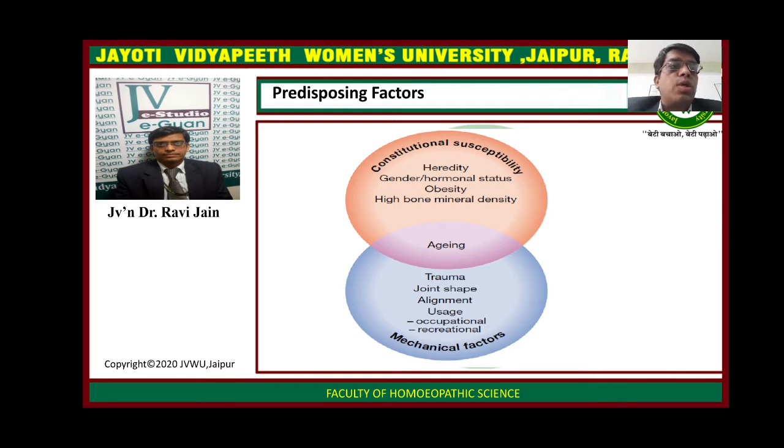Usage: the more you use a particular joint, the more are the chances for development of osteoarthritis. Occupational: there are certain occupations or jobs which a particular patient is doing, which can lead to the development of osteoarthritis, and various recreational activities can also lead to it. Then we have mechanical factors. So predisposing factors constitute the mechanical factors and the constitutional susceptibility. So this was all about the predisposing factors for development of osteoarthritis.